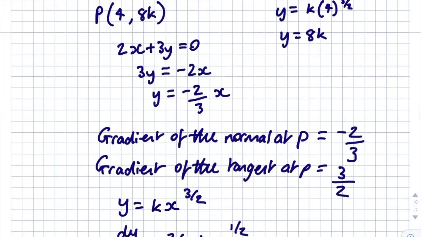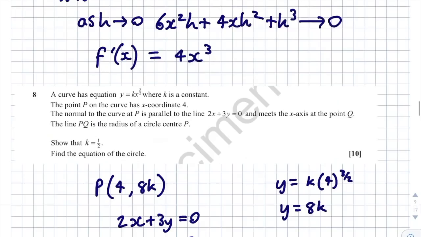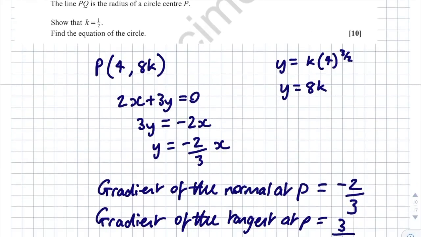Now we need to find the equation of the circle. First thing we can do is simplify point P, because we said P had y coordinate 8k, but now we've got a value for k. P is going to be (4, 4). So to work out the equation of the circle, first I want to work out what point Q is. I can do that by working out the equation of the line PQ.